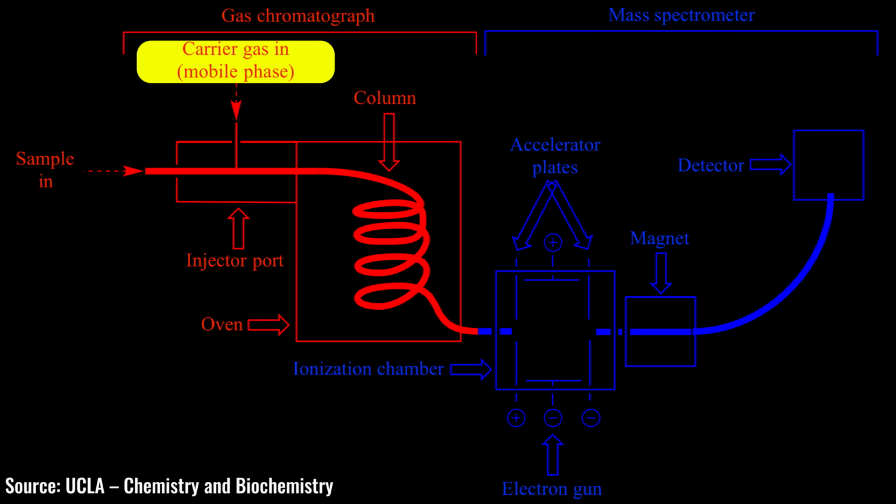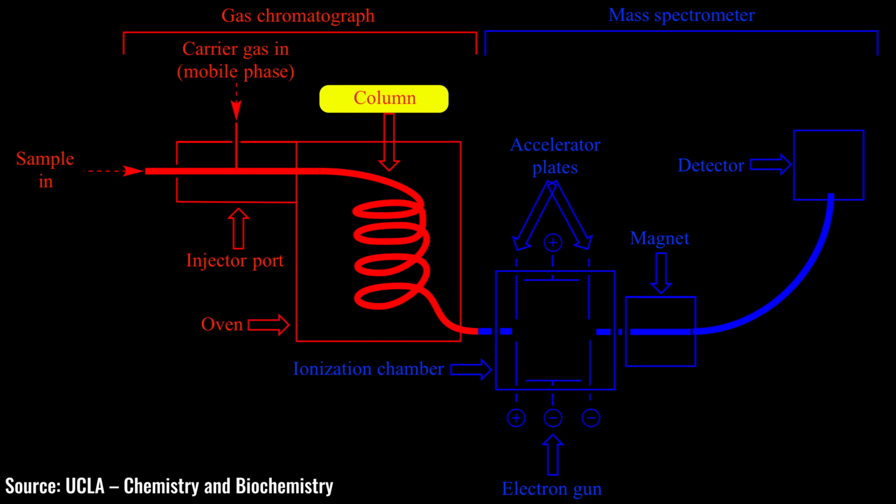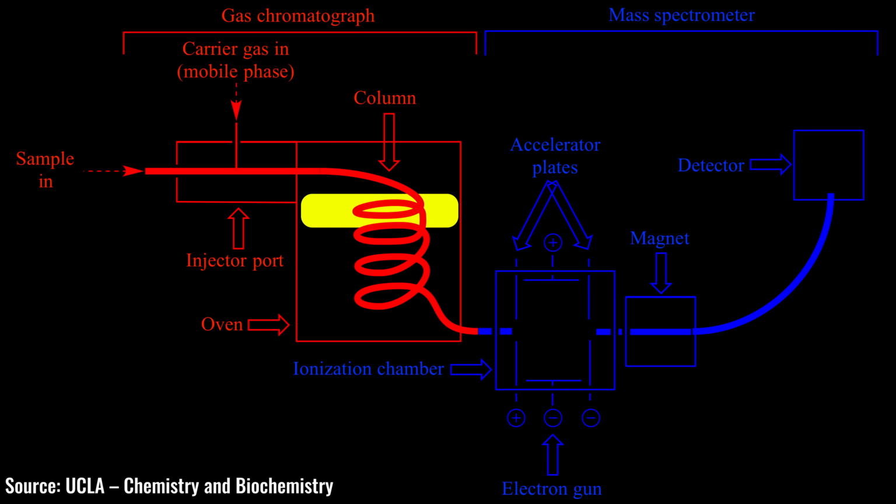There's a mobile phase, which is a carrier gas, and this vaporized sample is carried through the column by this inert gas. And that could be like helium, nitrogen, argon, really just anything that's an inert gas. Now, the column is housed in an oven whose temperature can be precisely controlled. Now, the stationary phase is actually a liquid.